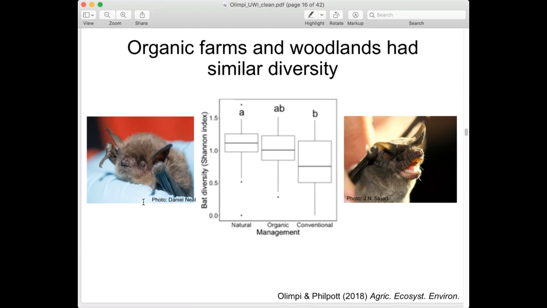So we didn't see really striking differences when we compared organic and conventional farms. So I decided to take a step back from that dichotomy of management practices and ask, could there be specific management practices that are driving patterns in conservation of bats on these farms? Next slide, please.